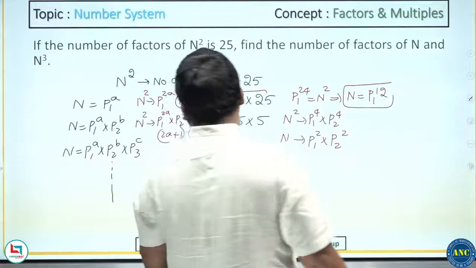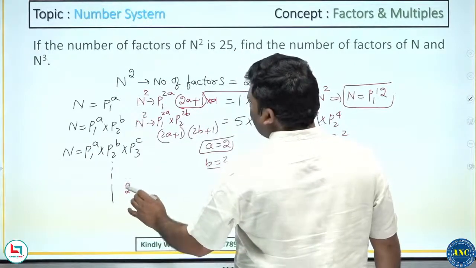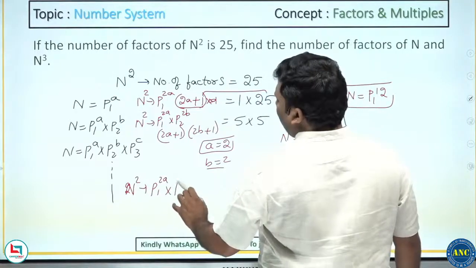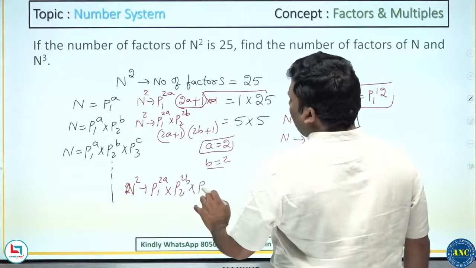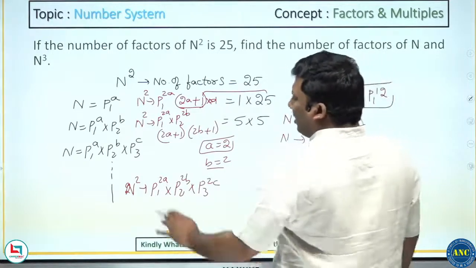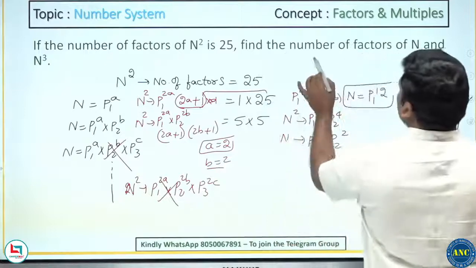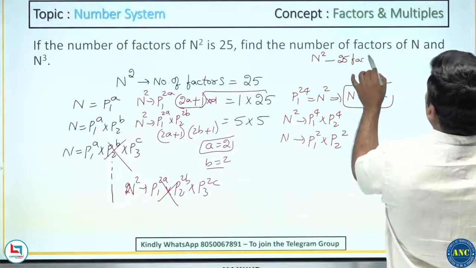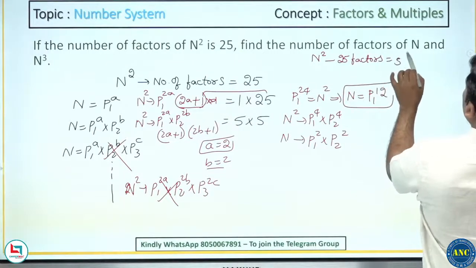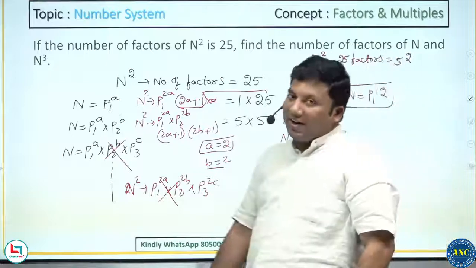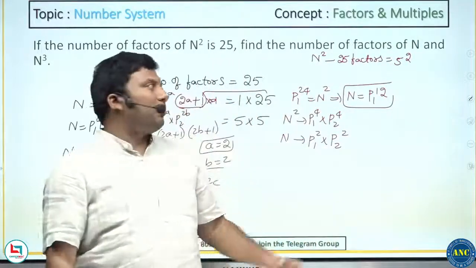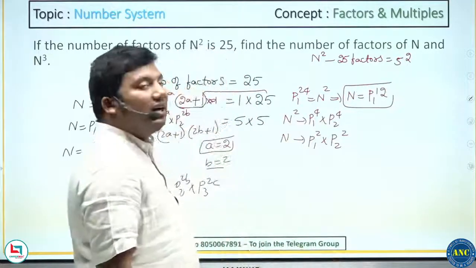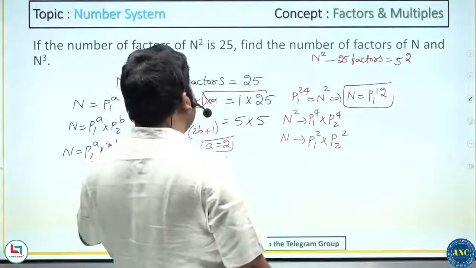5 into 5, 25. Now see here. This is n square will become P1 power 2a into P2 power 2b into P3 power 2c. Now this case is not possible. Why it is not possible? If n square has got 25 factors, 25 it is 5 square. How to find out the number of factors? Write the number as a power of prime numbers. If there are more than one prime bases, add it. Otherwise it is the single power. So 3 it is not possible.